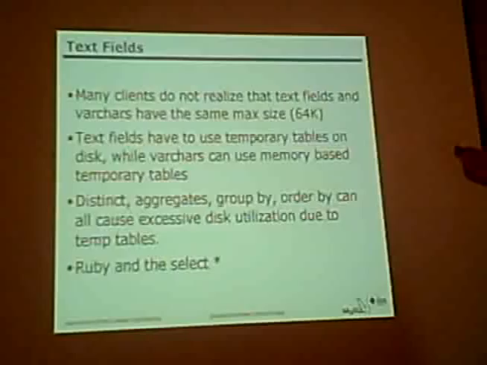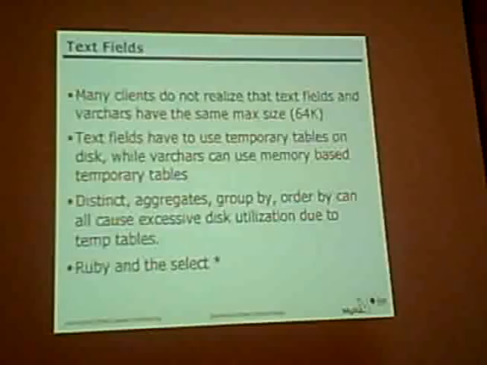A lot of people don't realize that there is no longer a limit on the size of text fields, that you can actually go up to 64K in a text field, theoretically. But while each column can theoretically go to 64K, the row size can only be a maximum of 64K. So you could have one column that's 64K, or you could have two columns that are 32K, but you can't have multiple 64K columns in a row.